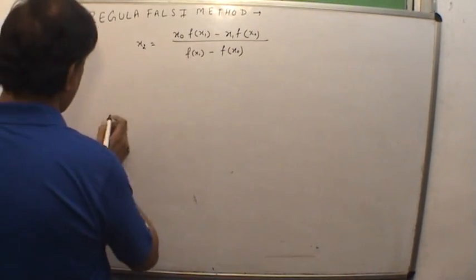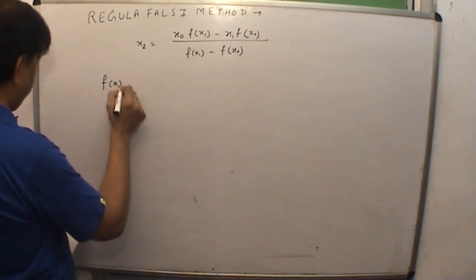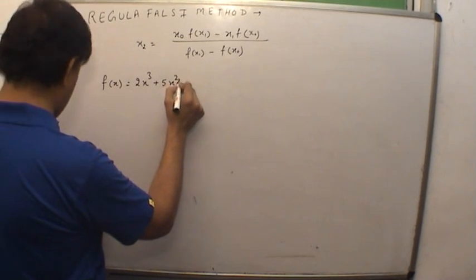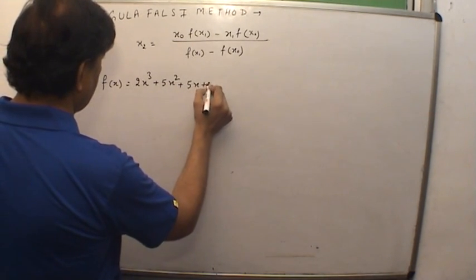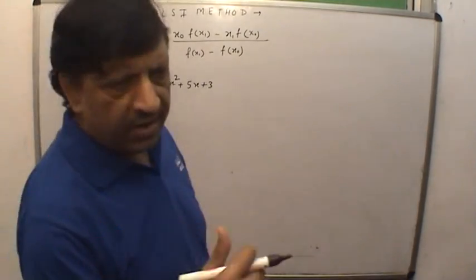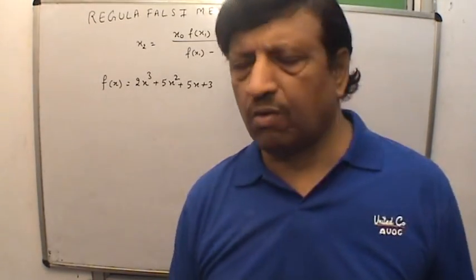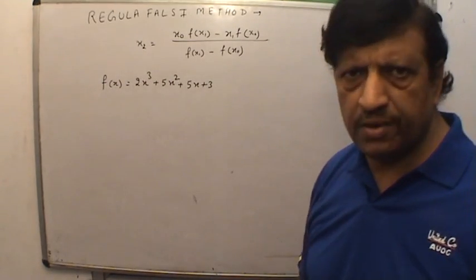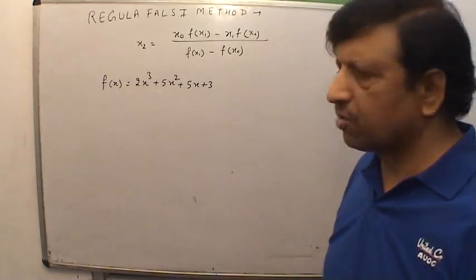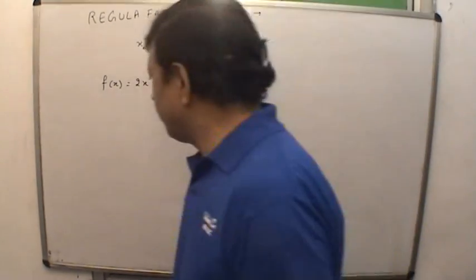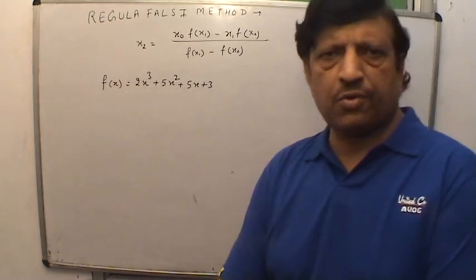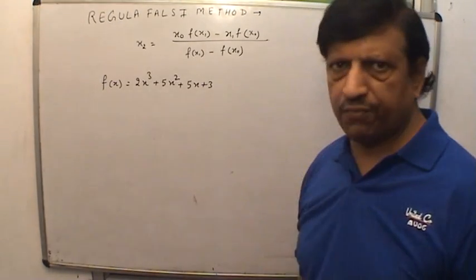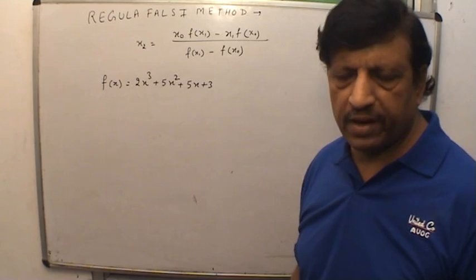Again we consider the function. Solve the function f of x is equal to 2x cube plus 5x square plus 5x plus 3. Find the exact root of this function by using the regular falsi method. Here we have considered a total algebraic function. Again, the problem is from where should we start? What is the starting point? For that, again we follow the hit and trial method.